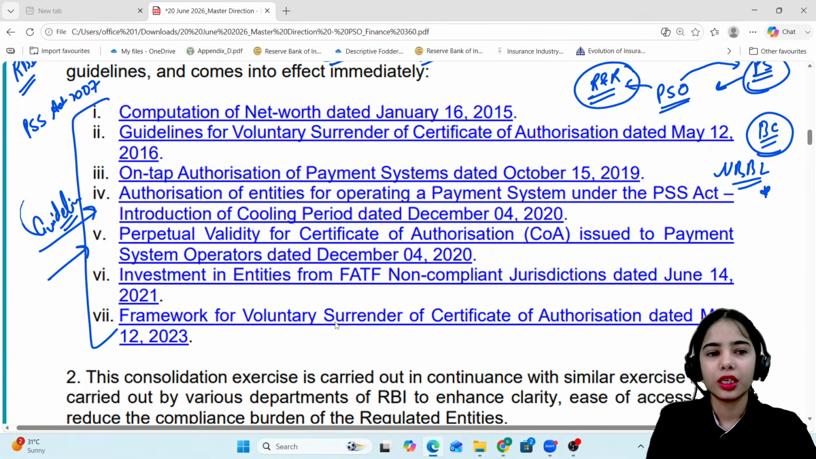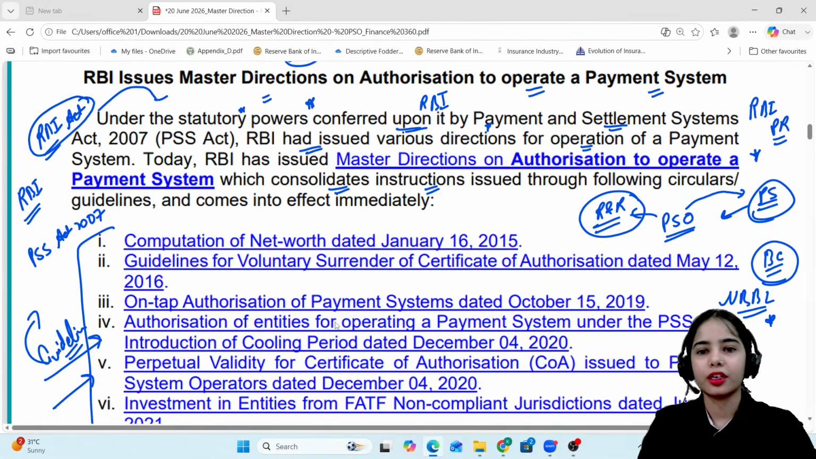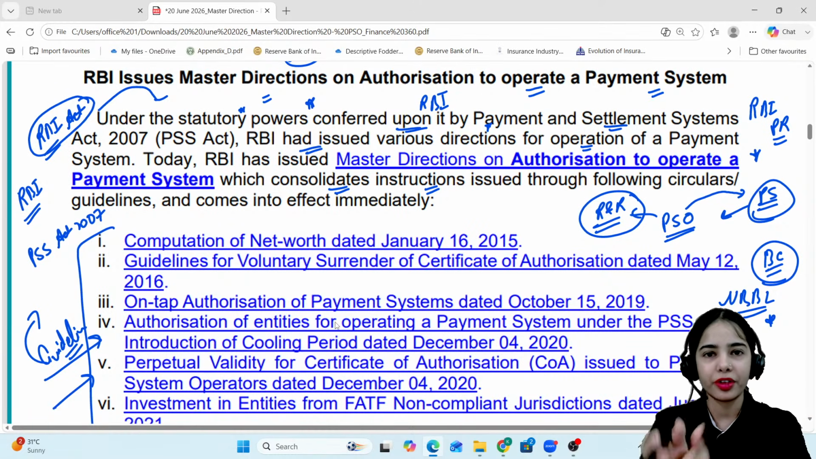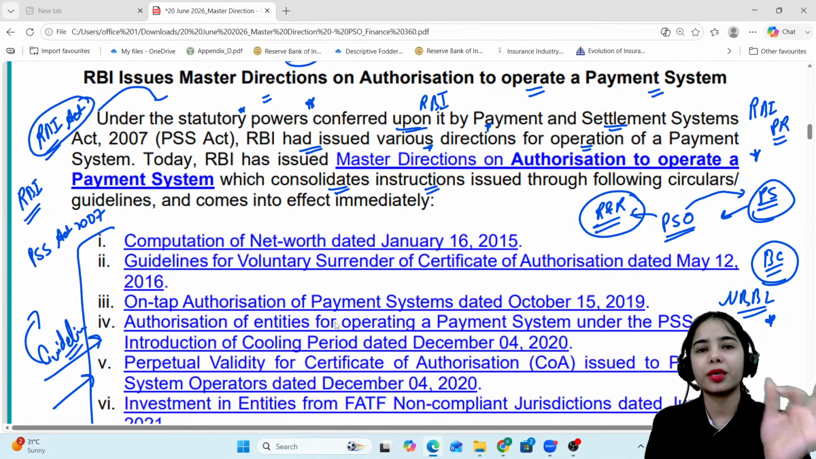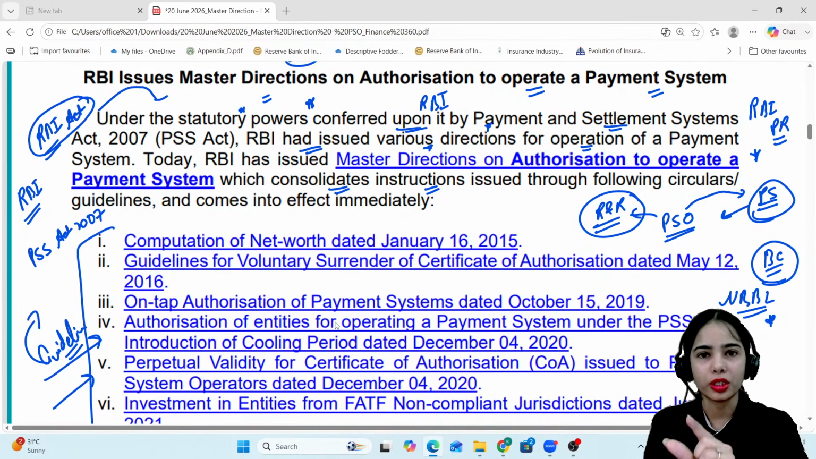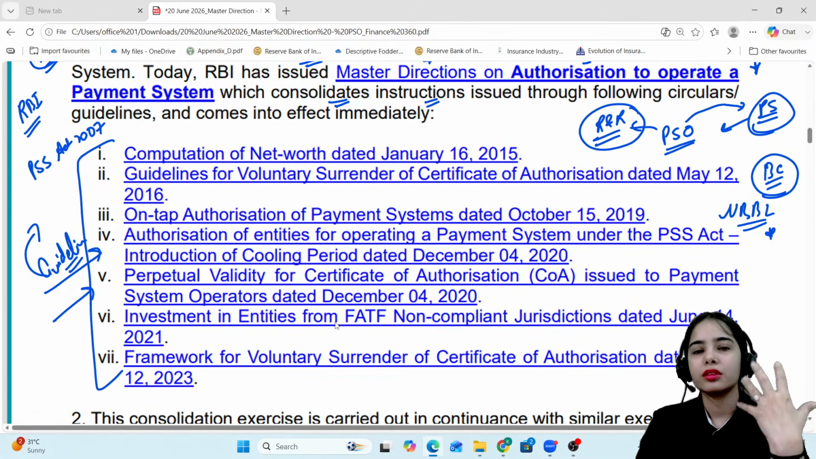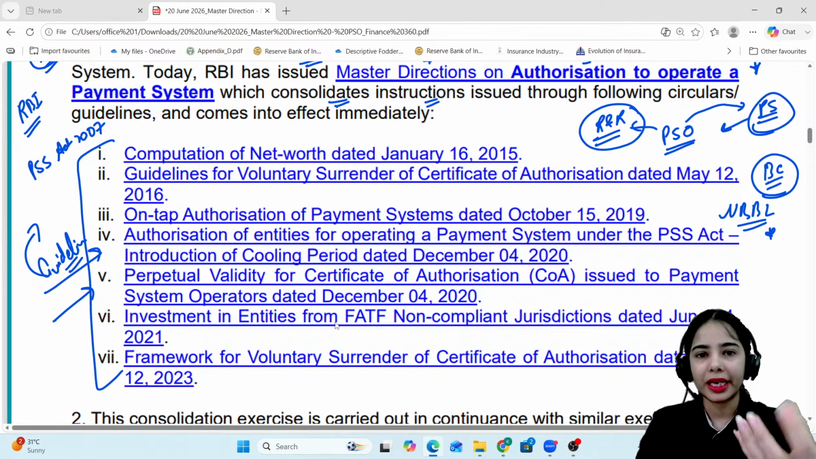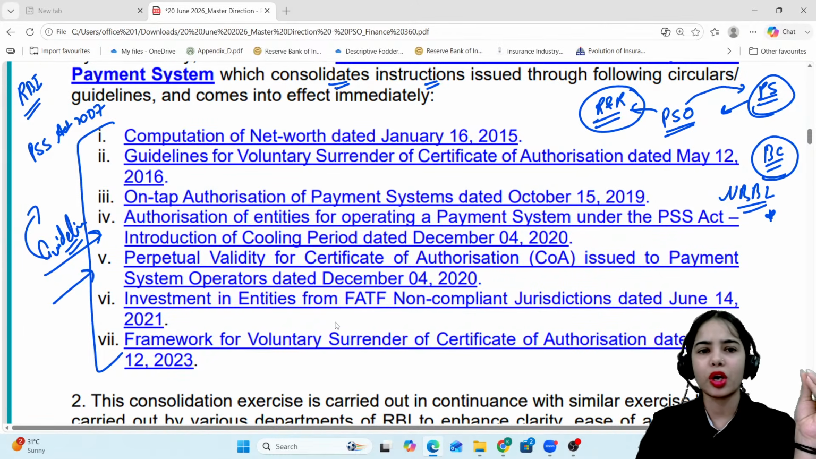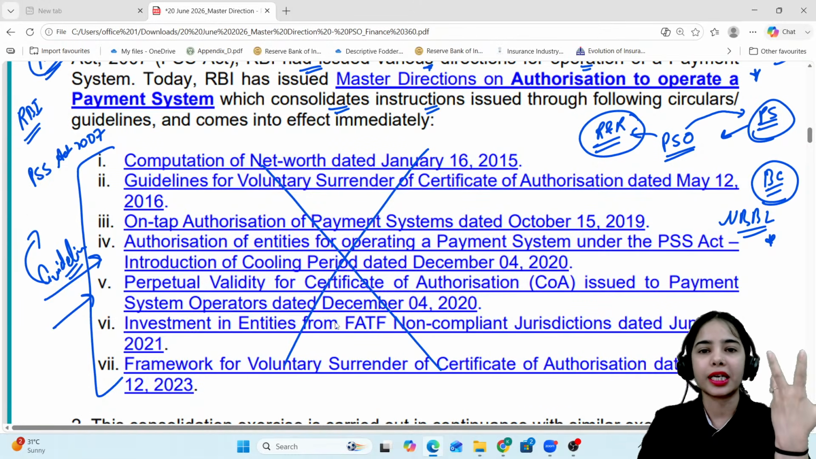There were the directions that were provided for the authorization to operate a payment system. Now, all of these directions have been compiled, and the master directions on authorization to operate a payment system state which entities can be authorized to operate a payment system. Okay, so for that, a master direction has been released, and all these guidelines have been merged or compiled under the master direction. So you do not have to go through the multiple different directions, just the direct master direction has been provided by RBI.